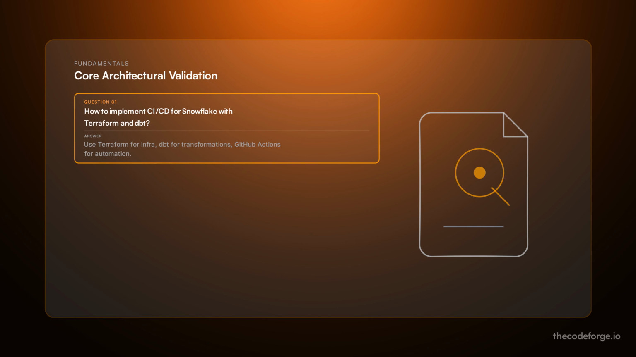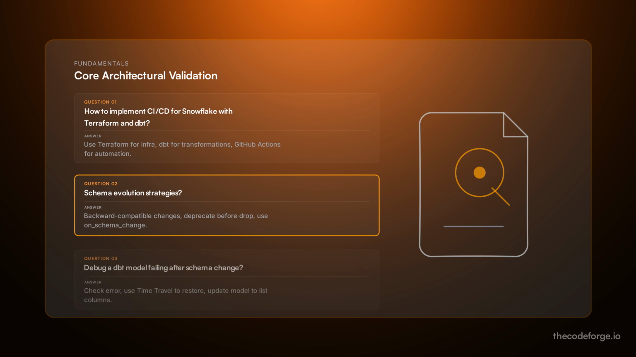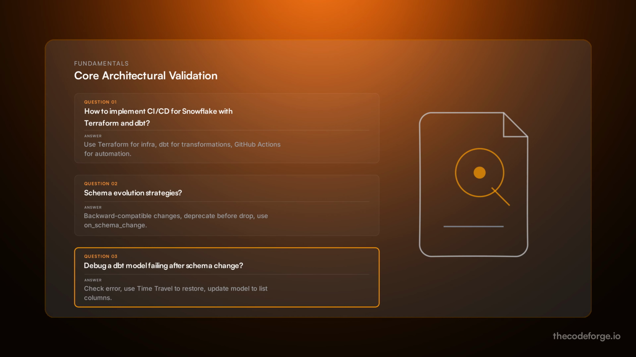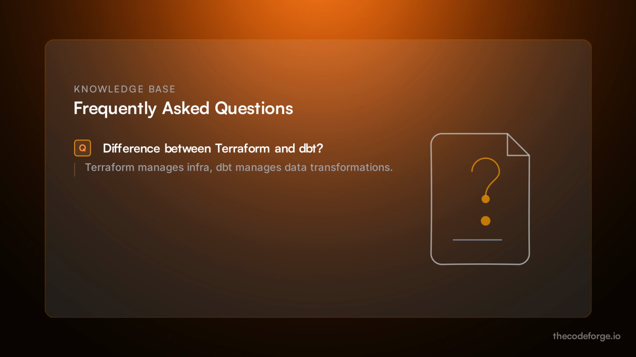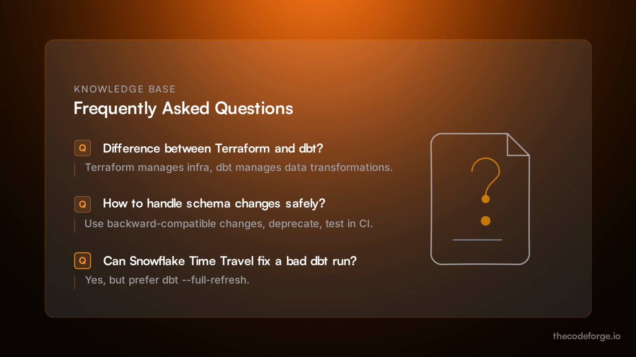Let's run the gauntlet. How do you automate Snowflake? Terraform for infra, dbt for data, GitHub for orchestration. How do you survive schema evolution? Backward compatibility and strict deprecation phases. Lightning round. Terraform builds the house, dbt moves the furniture. Handle schema changes by strictly testing them in CI. If a model completely corrupts your data, lean on time travel or dbt full refresh.